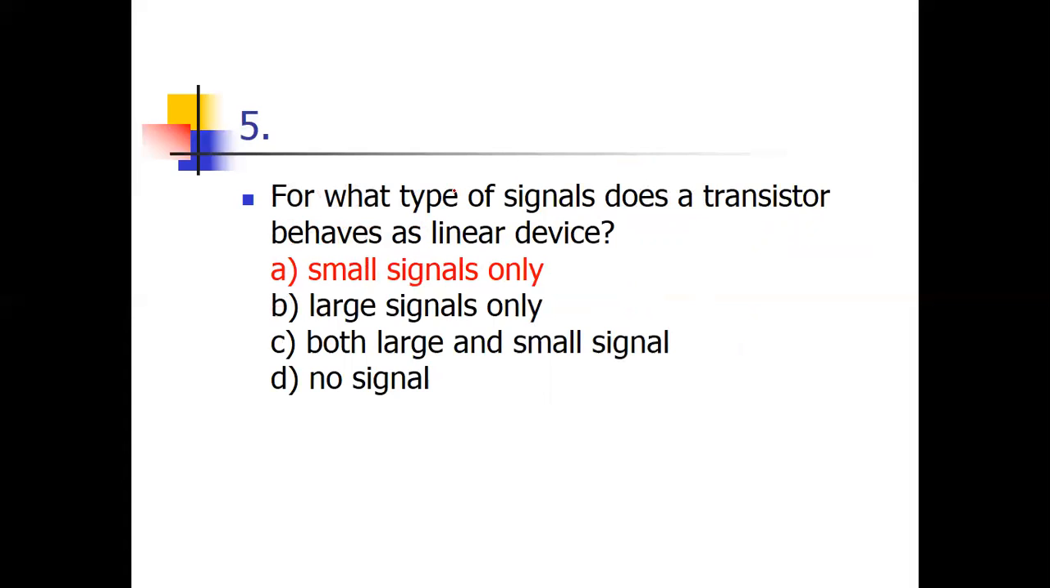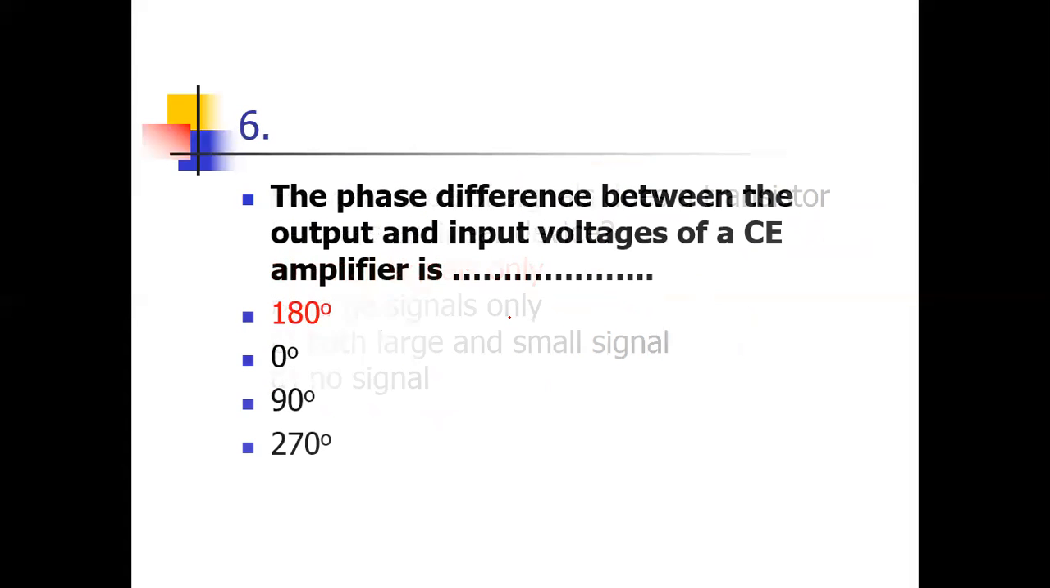For what type of signals does a transistor behave as a linear device? Definitely small signals, because there will be very little variation. So whatever the approximation, it looks like linear.